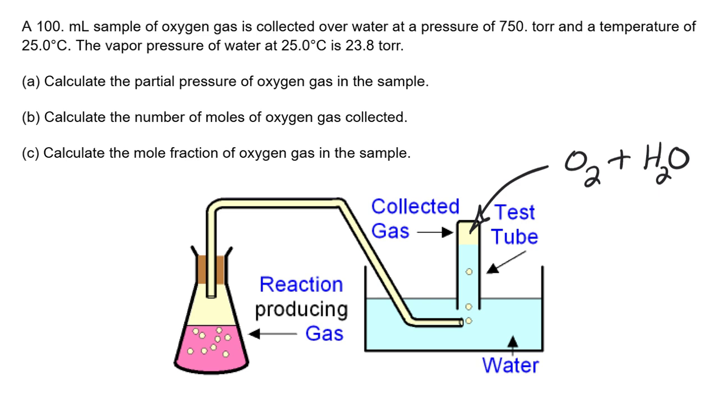Just a little bit of important vocabulary. When we collect a gas over water, the total sample is normally referred to as the wet gas. In other words, it is the gas you are trying to collect that is mixed with the water vapor coming off the surface of the water. And when you are referring to just the gas that you are trying to collect, in this case oxygen, and you are subtracting the pressure that is created by the water, you normally call that the dry gas.